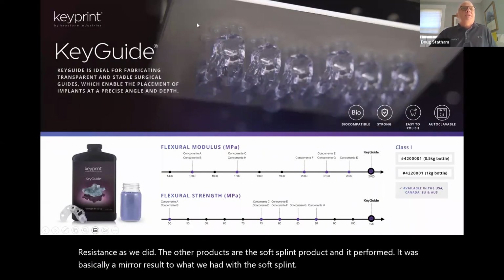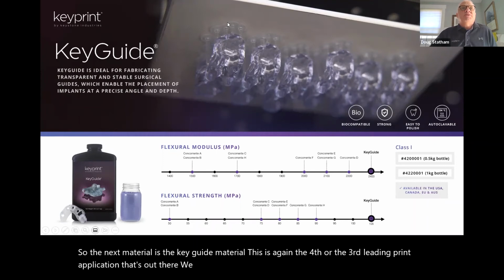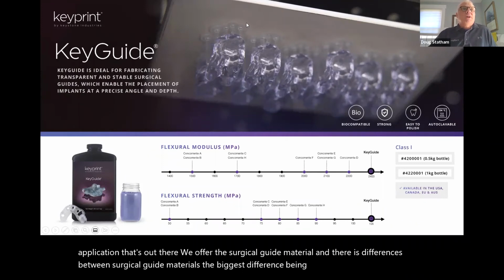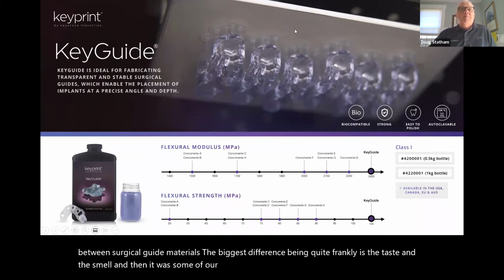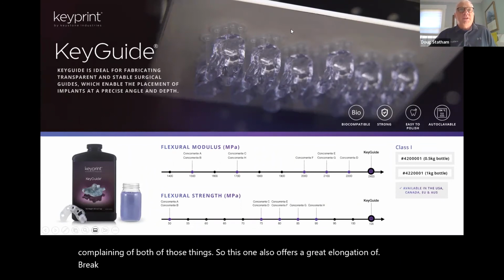So the next material is the surgical guide material. This is, again, the third or fourth leading print application that's out there. We offer the surgical guide material, and there are differences between surgical guide materials. The biggest difference, quite frankly, is the taste and the smell. With some of our competitors that are out there, patients were complaining of both of those things. This one also offers a great elongation of break. If you're using a guide material, when you put it in the patient's mouth, obviously you're drilling through it. There has to be a small amount of flexibility to it in order to ensure it doesn't shatter. And this one does offer it.